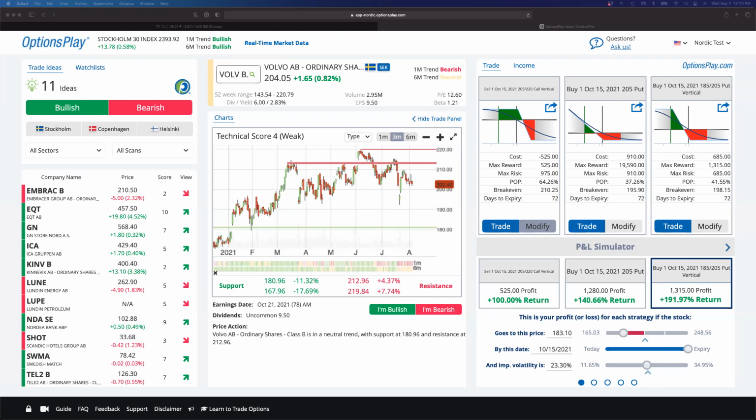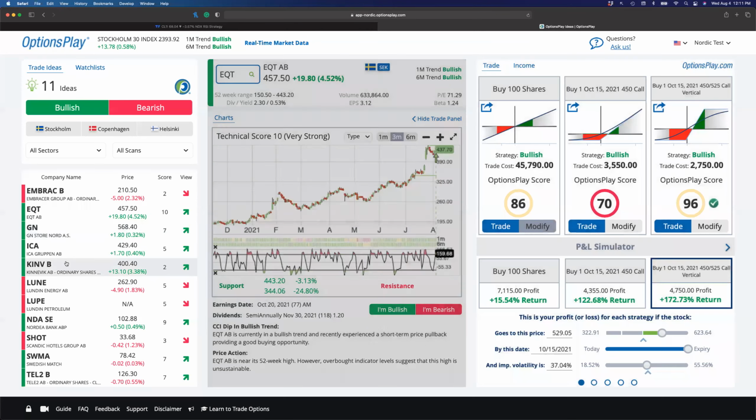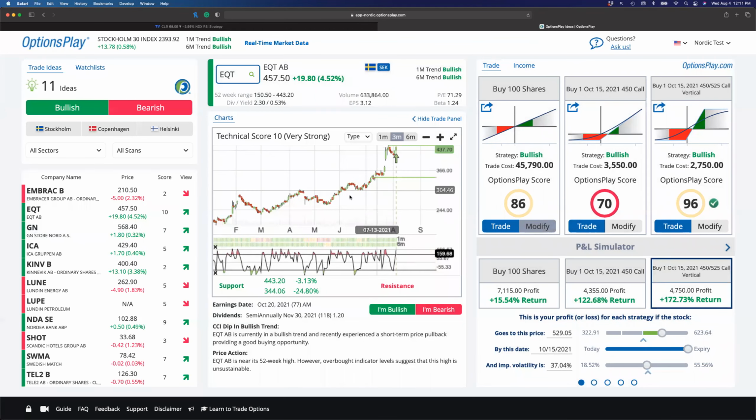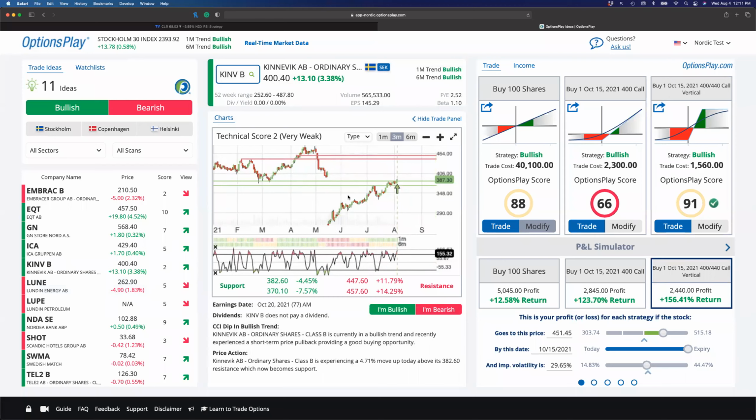OptionsPlay is great for analyzing, but how do you find interesting stocks? We have a trade ideas section. The trade ideas section looks at technical factors as well as the overall trend of the stock. For example, if you click on any stock, we'll find stocks that have a bullish trend and have generated some kind of buy signal using a technical indicator. So you can use this to help you look for interesting stocks that are moving.